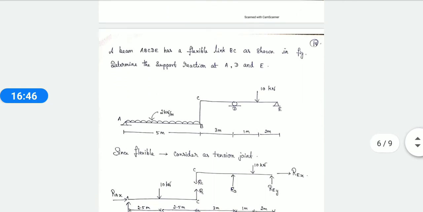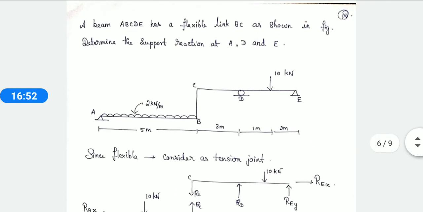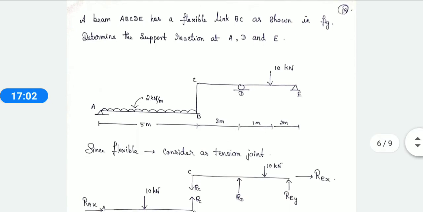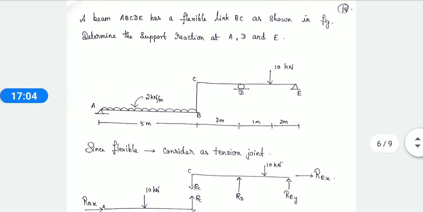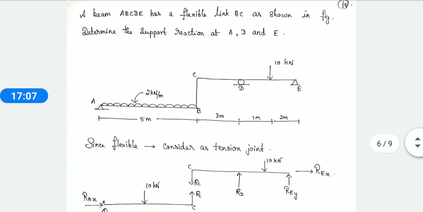We'll move to two more problems of some other complexity. Okay, so consider this problem. A beam ABCDE has a flexible link at BC as shown in the figure. Determine the support reactions at A, D and E. This is what is given. Flexible means, what is the meaning of flexible?